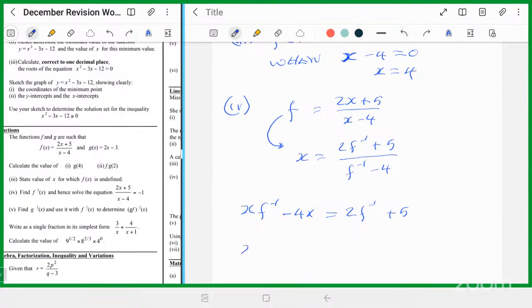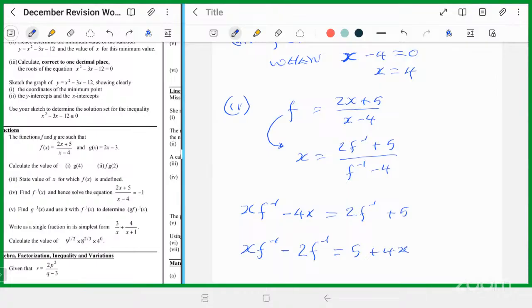So I want to get x f to the minus 1, that's this one. Then this comes over as a minus, so it becomes minus 2 times f to the minus 1 equals this 5. Then this first goes over and becomes a positive 4.